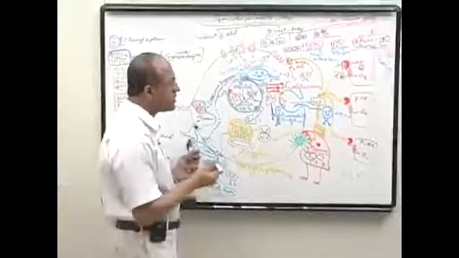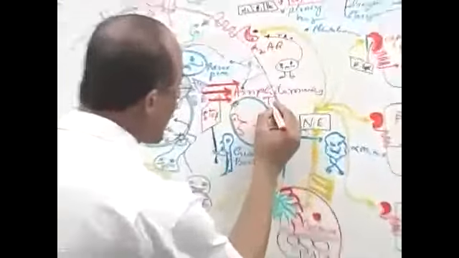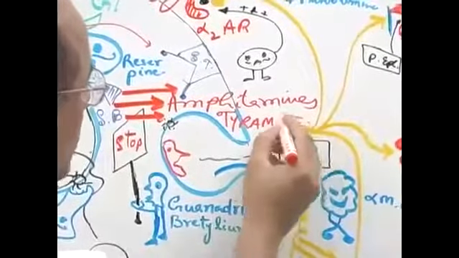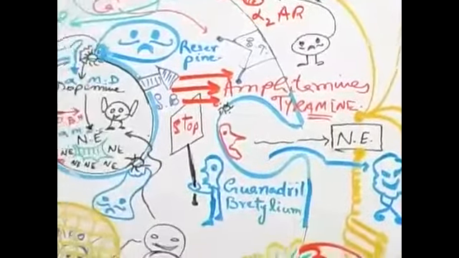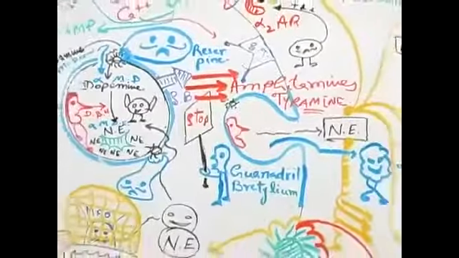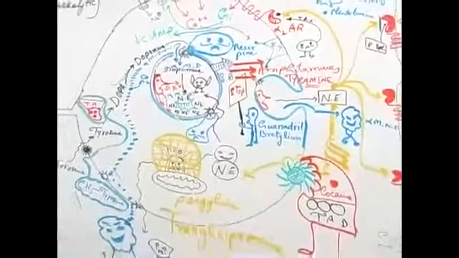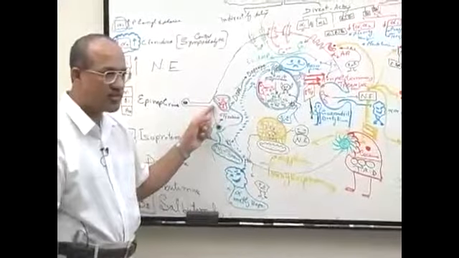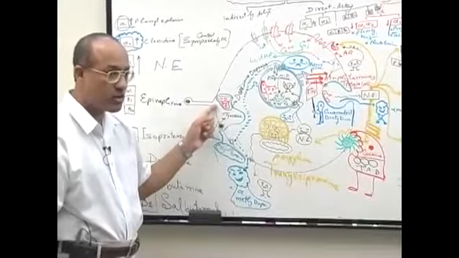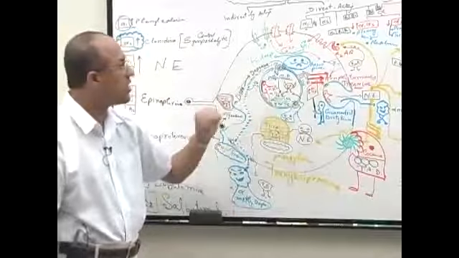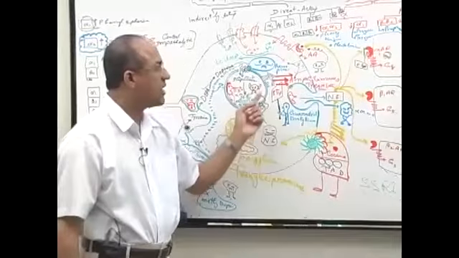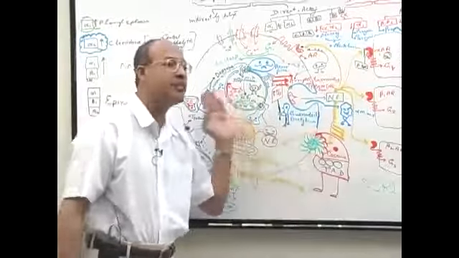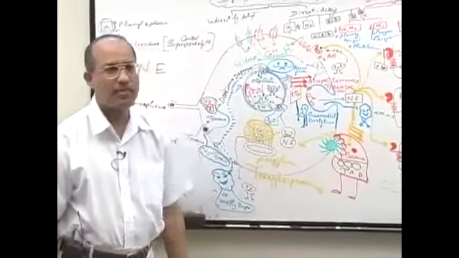Along with amphetamine, the other drug is tyramine. Please don't confuse tyramine with tyrosine, and don't confuse tyramine with alpha-methyl tyrosine. Alpha-methyl tyrosine inhibits tyrosine hydroxylase and reduces sympathetic activity. But tyramine helps the vesicle fuse more efficiently with the membrane and increases sympathetic activity.